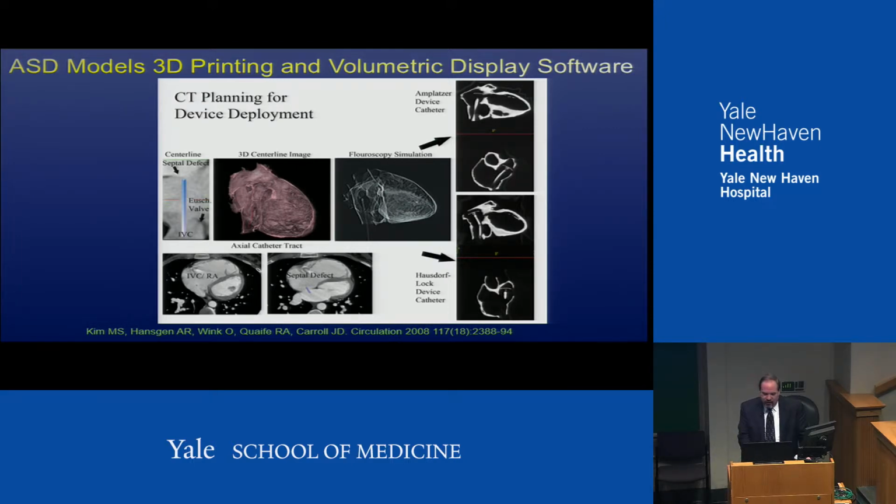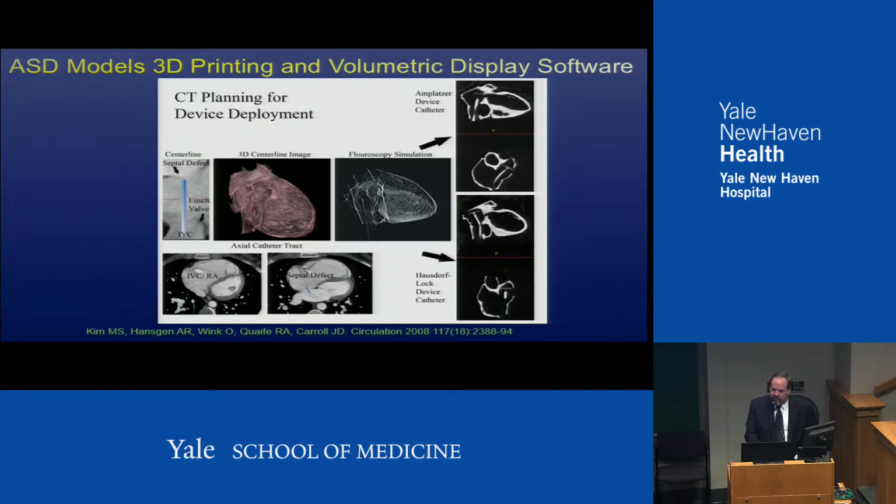The other way to deal with this is to actually do a technique called rapid prototyping. This is a diagram that we did a number of years ago in which you actually make a 3D model of an ASD. What we did in this case is this is a CT image of that 3D model, that I took back to the CT scanner, and we then put in different catheters. This is a standard Amplatz device catheter, and you can see how it's tilted up and then moves somewhat, in this case, to the right. And then you can see here the Hausdorf-Lock catheter, which tilts it more posterior and more vertical.